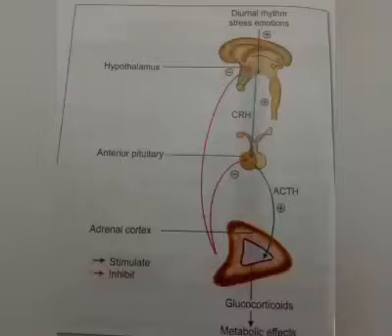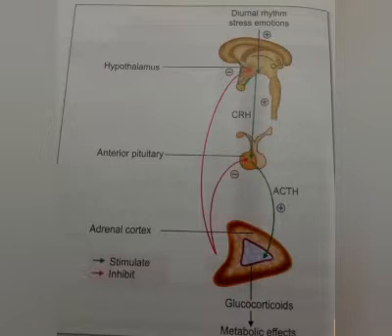Another effect of glucocorticoids is on gastric secretion. Glucocorticoids increase pepsin and hydrochloric acid secretion in the stomach. Hence, prolonged use of glucocorticoids or steroid therapy can cause peptic ulcer.